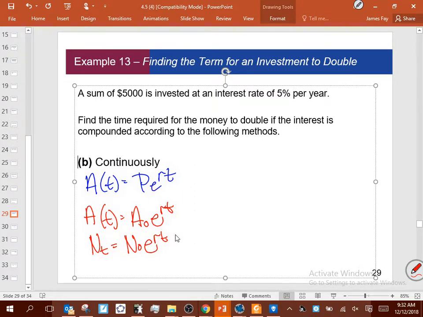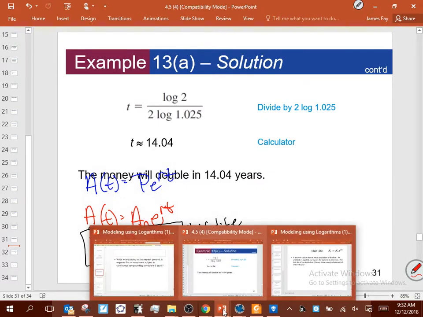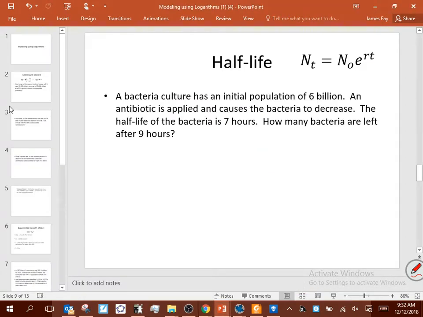Now, the reason I bring this one in is because it's one you see a lot with half-life. Now my question, and I'm going to go to a different slide here real quick. It might be just a different PowerPoint.